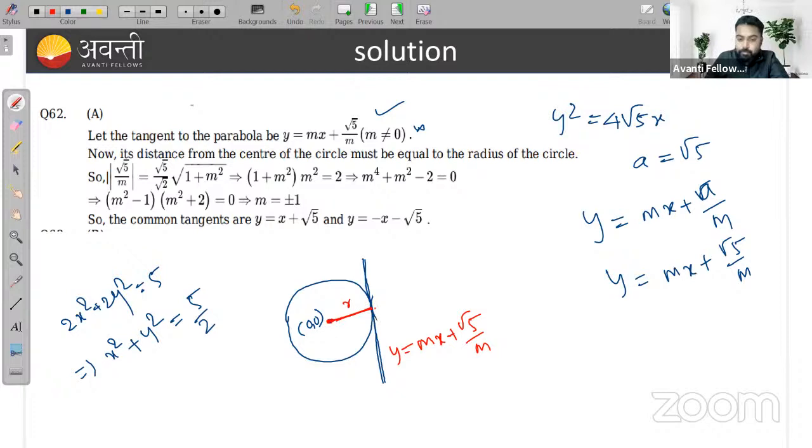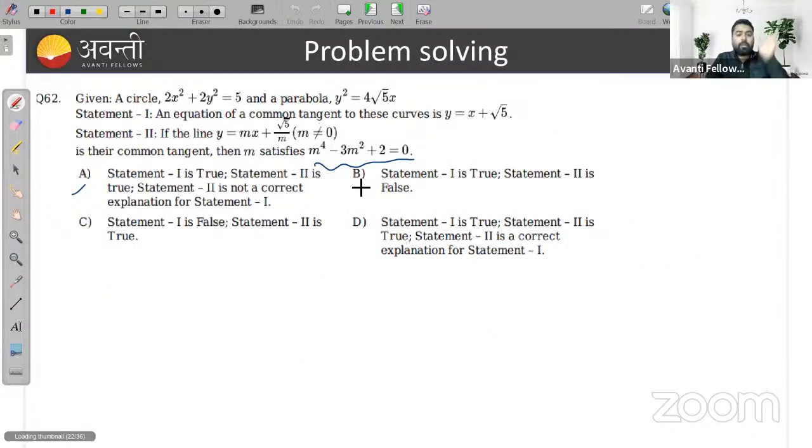We know how to find the perpendicular distance from a point to a line. By using that formula, we can find this distance, equate it to the radius, and by solving, √5 times |1/m| over √(1 + m²) equals √5/√2. So by solving it, we get m = ±1. So the common tangents are y = x + √5 and y = −x − √5. So option B is correct.